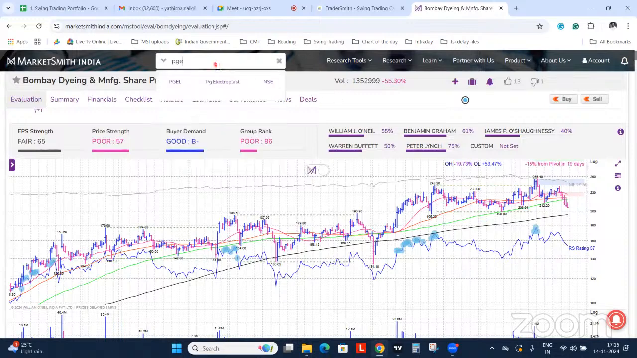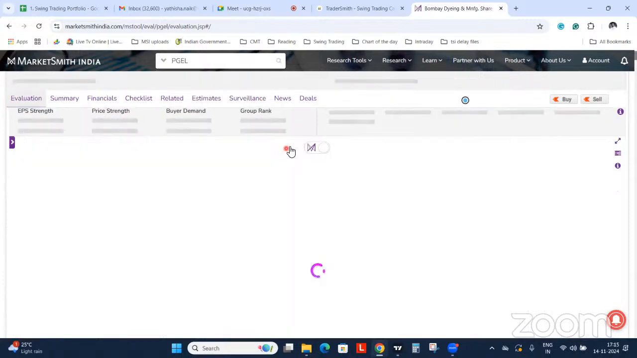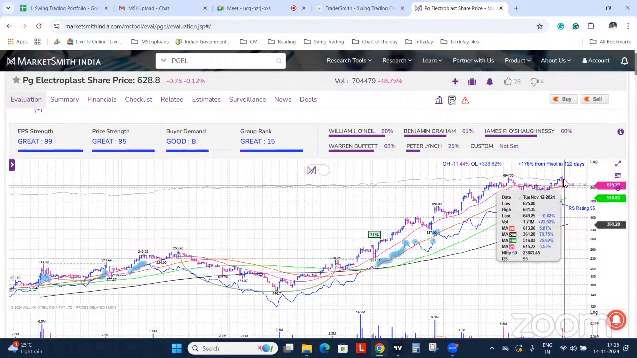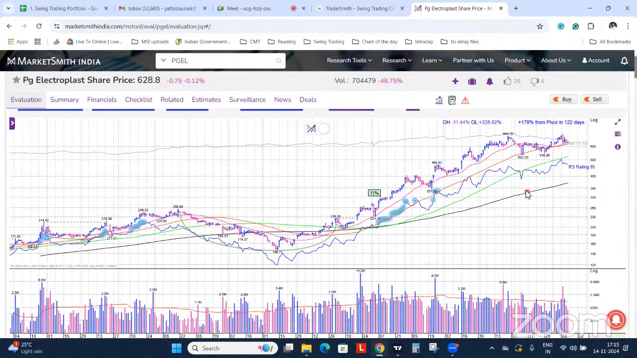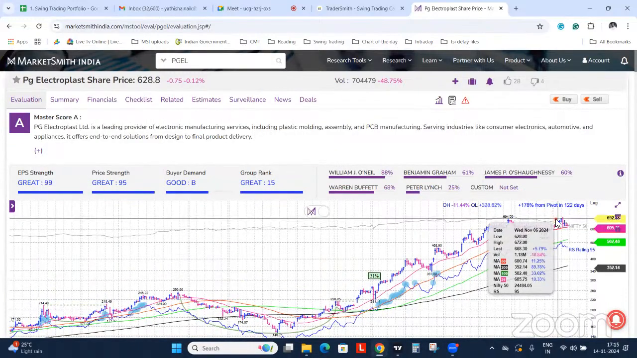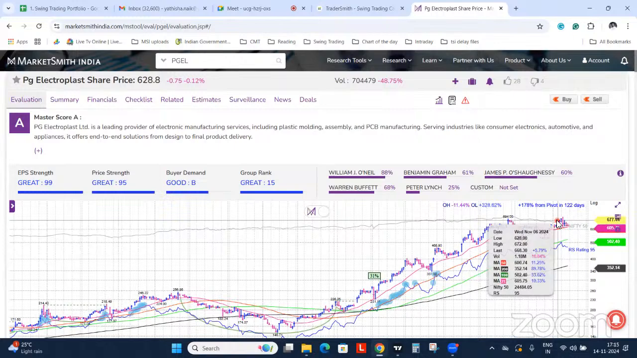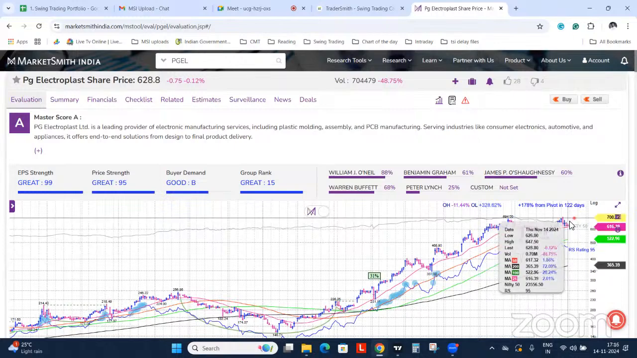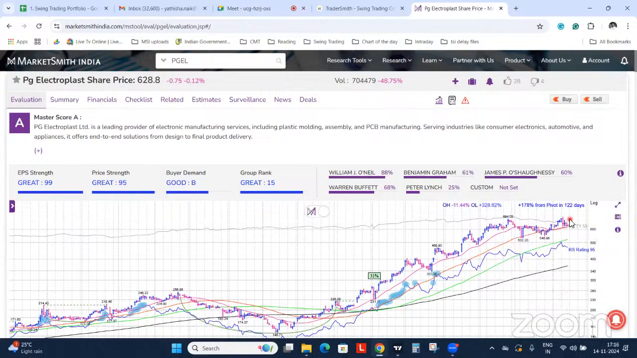Next one is PG Electroplast. PG Electroplast looking strong despite the overall market weakness. This stock has held up very strongly. So one can look for this particular level on the upside where it has made a high, that is around 690 kind of level. That is a level where one can look for this particular stock.